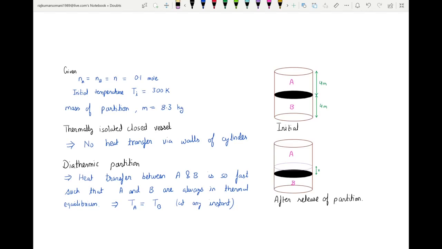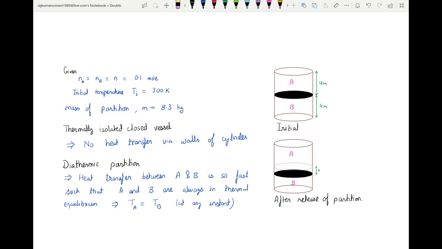So what's given is there is a cylindrical vessel of height 8 meter and it's kept vertically. Along with that, it's given that there is a partition which is dividing the cylinder in two chambers. We are calling them A and B. Initially the partition is exactly at the center, so it divides the two chambers of height 4 meter each. Initially it is held there and later it is released.